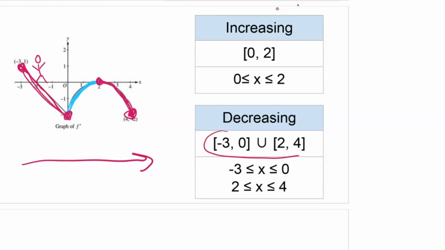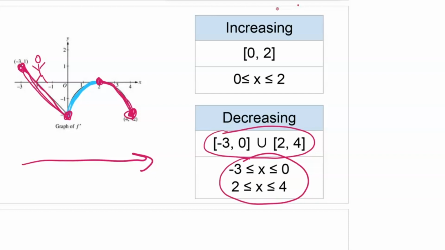So this is how we would write that. It's decreasing from negative 3 to 0, and it's also decreasing from 2 to 4. And we have square brackets on everything because they were all closed circles. Or you can also write the inequalities. They both mean the same thing, it's just a different way to write it.